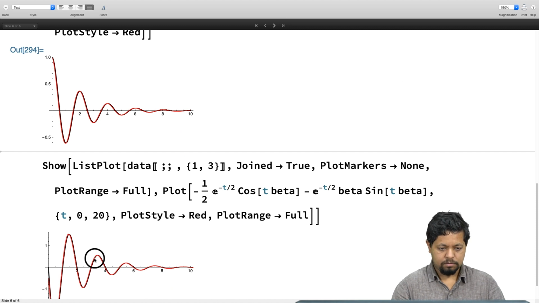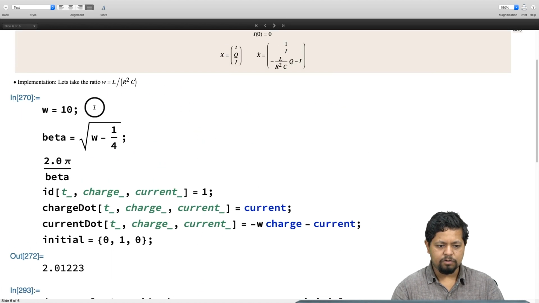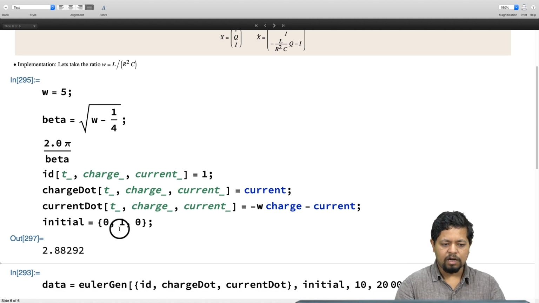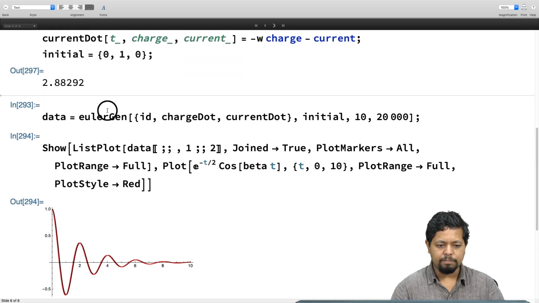So you can go ahead and play with values of beta. In order to play with the value of beta, what we need to do is change L by R square C, that is W. I can go ahead and make W even smaller. If I make W smaller, the oscillation frequency becomes larger, and the time period becomes 2.88.